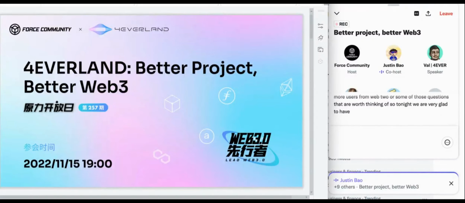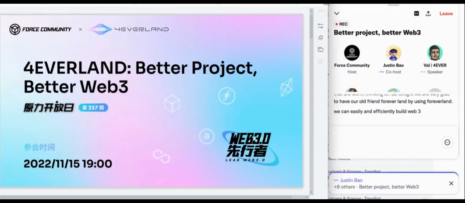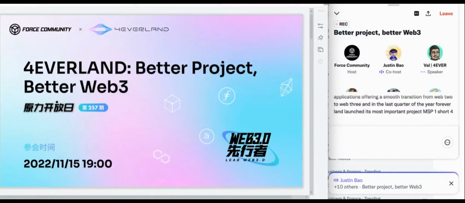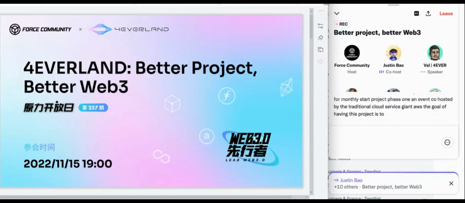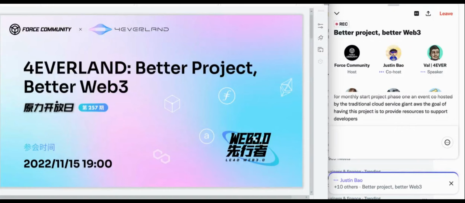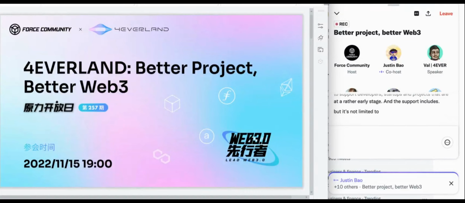Tonight, we are very glad to have our old friend 4EVERLAND. By using 4EVERLAND, you can easily and efficiently build Web 3 applications, offering a smooth transition from Web 2 to Web 3. In the last quarter of the year, 4EVERLAND launched its most important project, MSP1, short for Monthly Star Project Phase 1, an event co-hosted by the traditional cloud service giant AWS. The goal of this project is to provide resources to support developers, startups, and projects at a rather early stage. The support includes, but is not limited to, funding, products, and community operations.